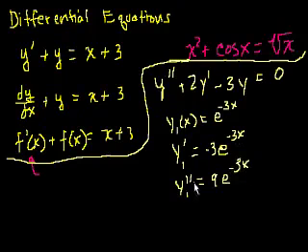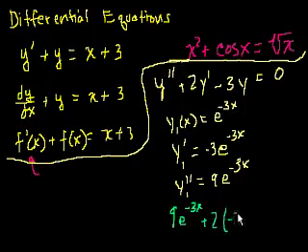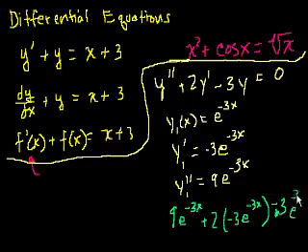Now let's verify that if we substitute y1 and its derivatives back into this differential equation, that it holds true. So y prime prime, that's this. So we get 9 e to the minus 3x plus 2 times y prime. Well, this is y prime. So 2 times minus 3 e to the minus 3x, plus minus 3 times y. Well, y is this. So minus 3 times e to the minus 3x.